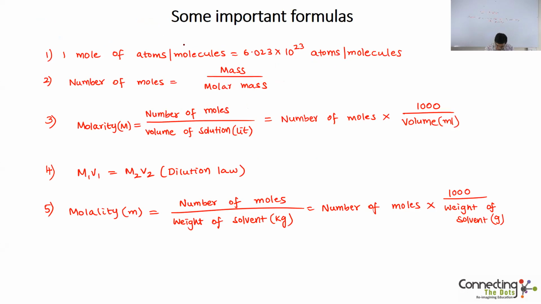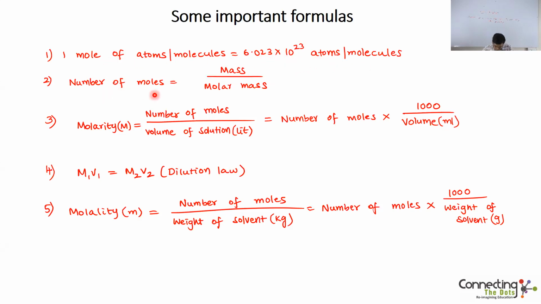And these are some of the important formulas which we should remember if we want to solve questions from this chapter. First is number of mole. When you say 1 mole of atoms or molecules, it is 6.023 times 10 power 23. It can be atoms, molecules, electrons or ions, any species. So 1 mole is always equivalent to that particular number.